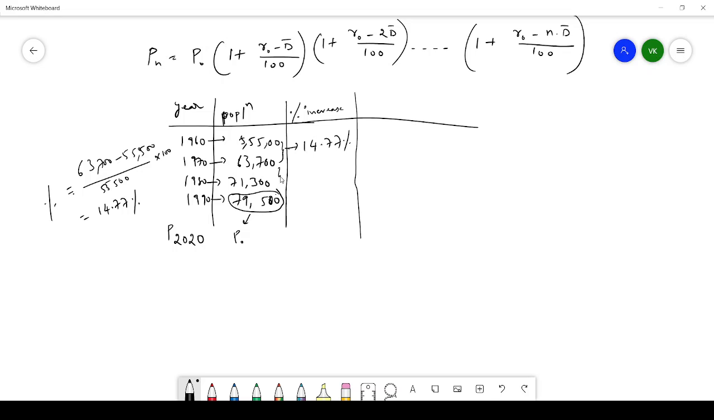Similarly, between these two decades, you are going to get 11.93%. How do you do that? Percentage increase is equal to 71,300 minus 63,700 divided by 63,700 into 100. You are going to get 11.93%. Similarly, between these two decades, you are going to get 11.5%. So what is the R naught value here?